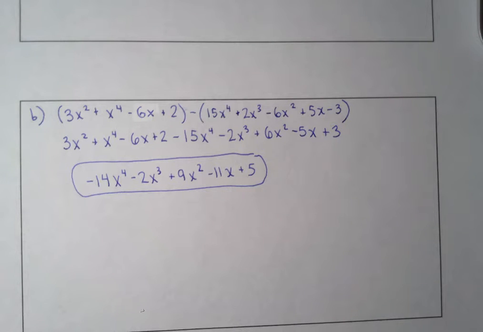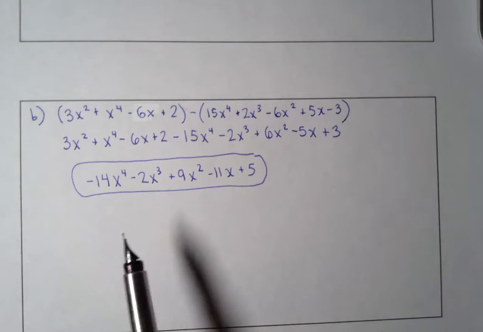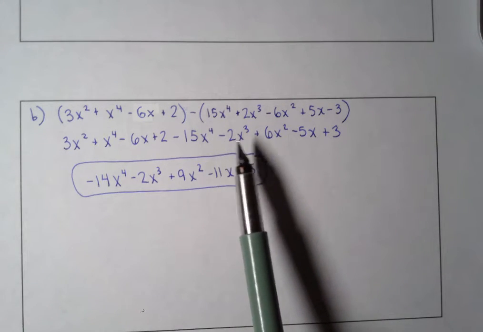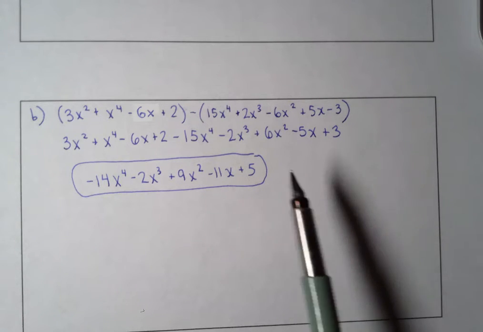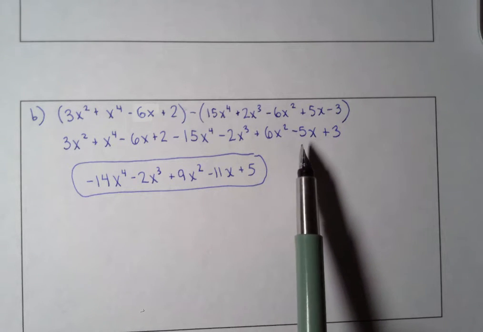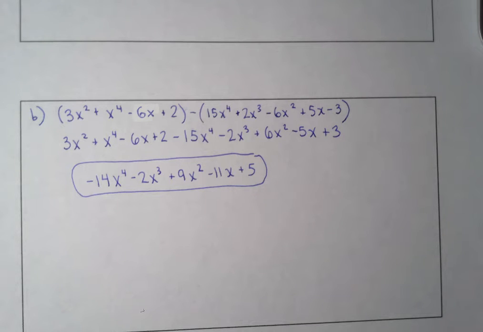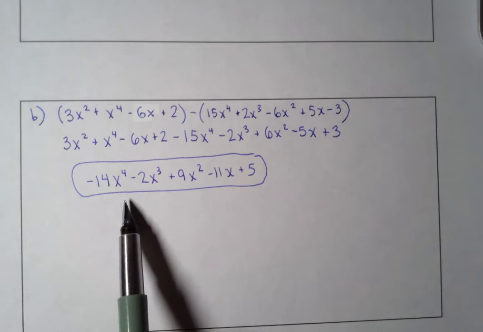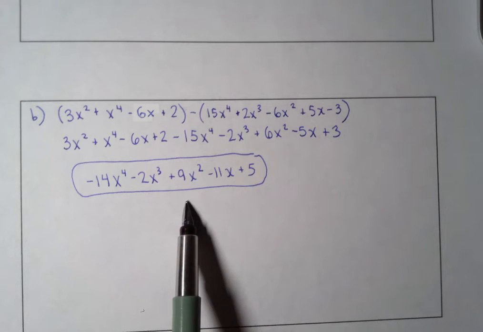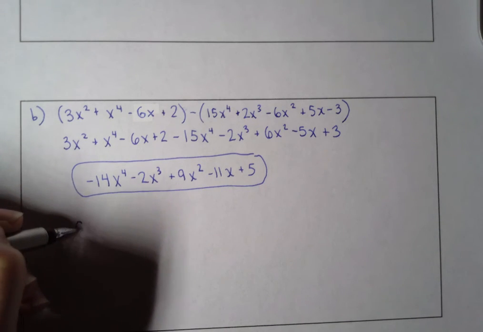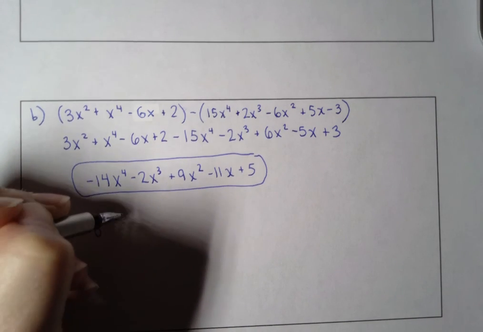Now checking our final answer, the first thing we do is drop the parentheses. The first set of parentheses can be dropped immediately, and then the second set we can drop them, but we have to change everything inside to the opposite sign, so that becomes negative 15, negative 2x cubed plus 6x squared minus 5x plus 3. Now we just have to add like terms. When we combine like terms and write it in descending order, we get the answer, which is negative 14x to the fourth, negative 2x cubed plus 9x squared minus 11x plus 5. Now that it's written in descending order, we can easily see that the degree of this polynomial is 4.